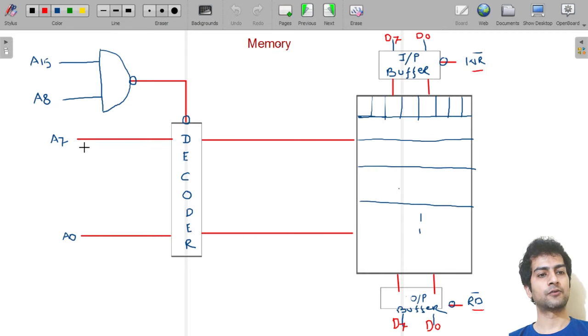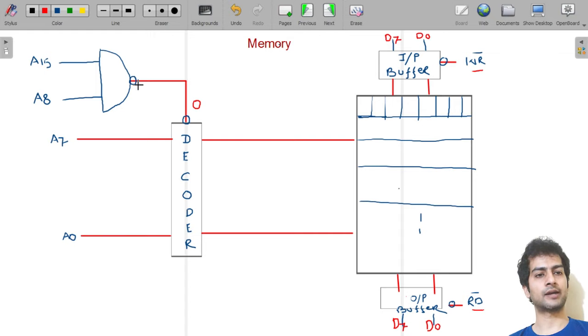Now let's see how this decoder works. Suppose here we have 0, that is, our decoder will get energized. We will come to this later. Let us assume that here we have 0. Okay, let's start from here only. See, this A15 to A8 is our higher order address lines.